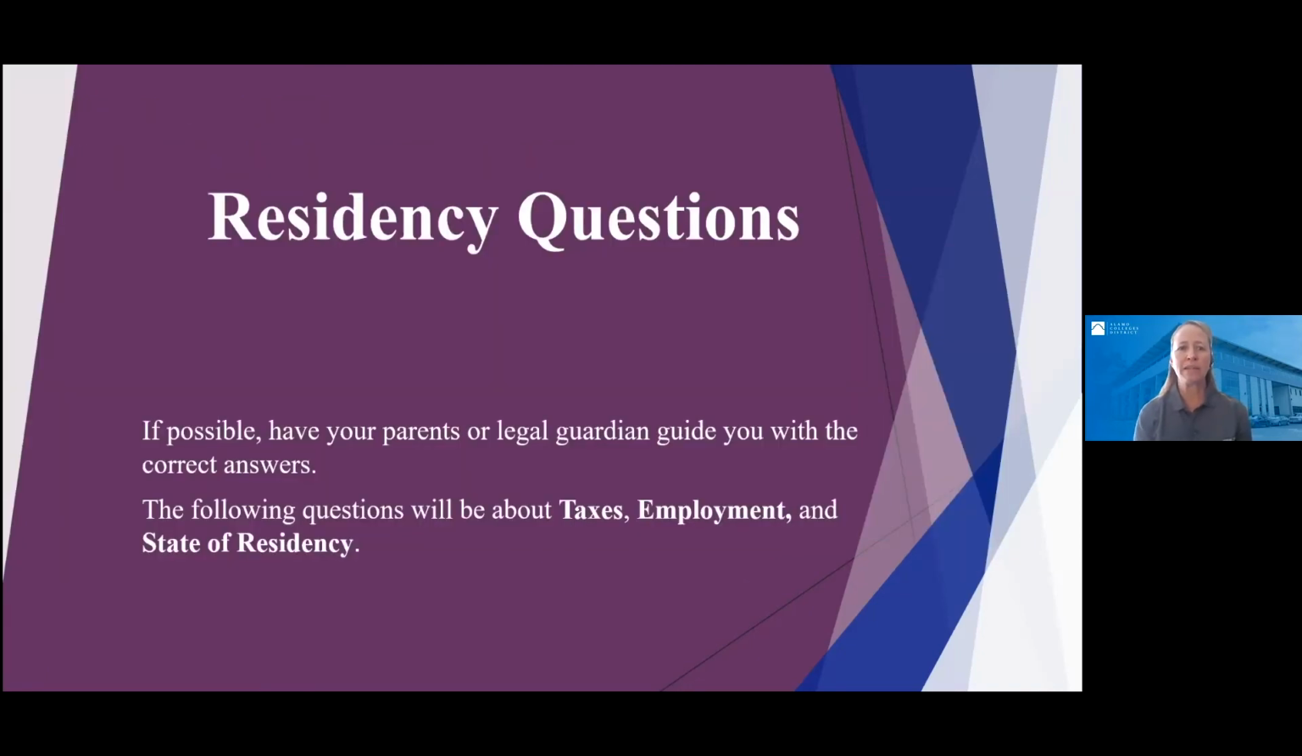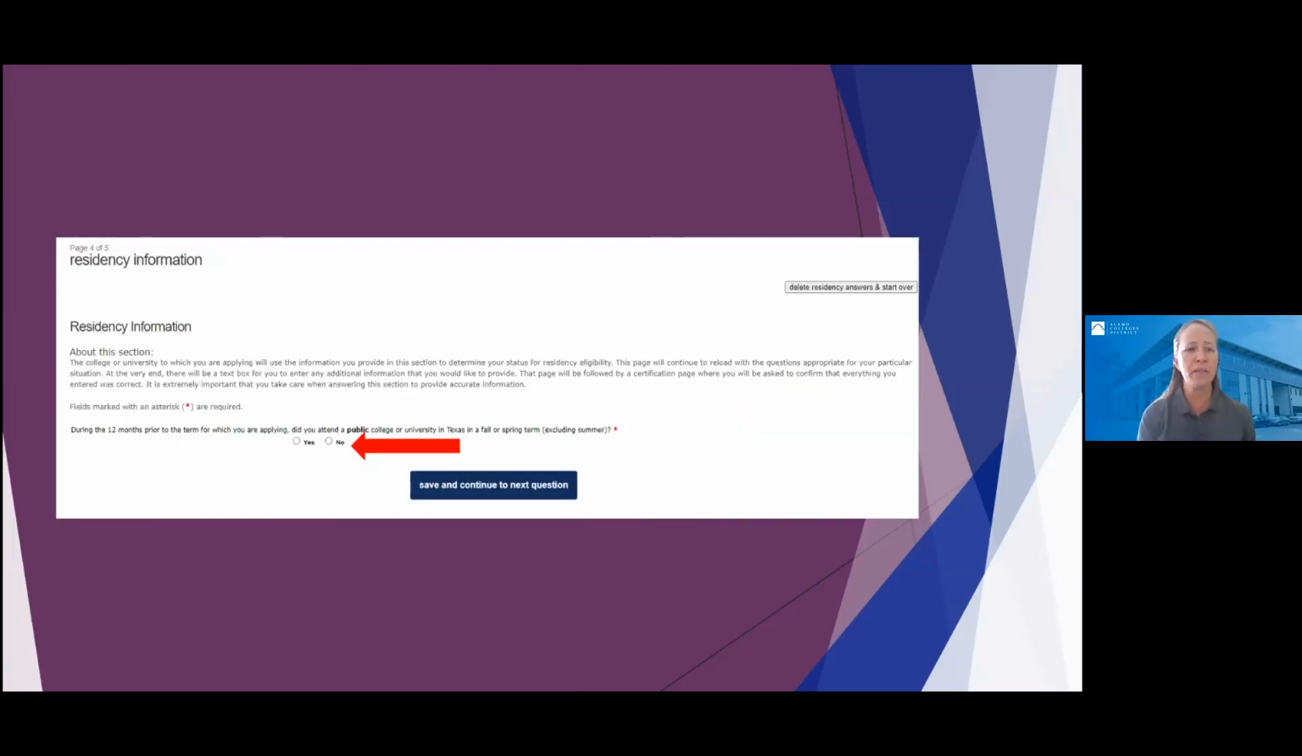We are now at the residency questions section of our Apply Texas application. If possible, you may want support of your parents or legal guardian to guide you through the next section. These are very important questions, and the answers will affect your tuition rate. I want to give you another reminder that, remember, when you see a red asterisk, that means that is a required question. If there is no red asterisk, that means you do not have to answer that question.